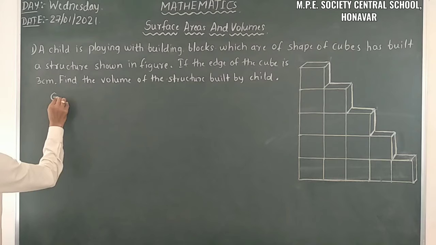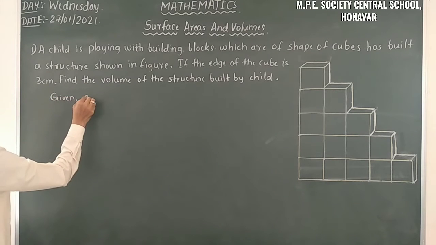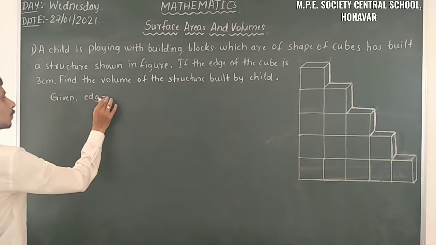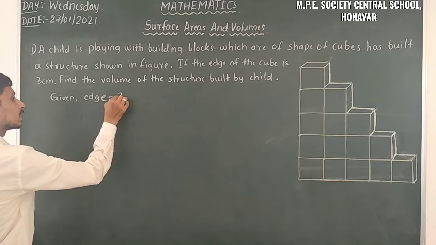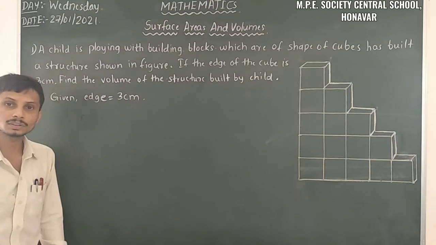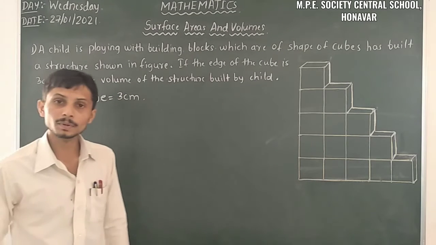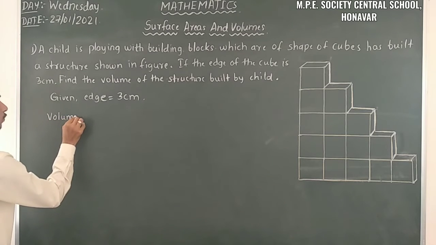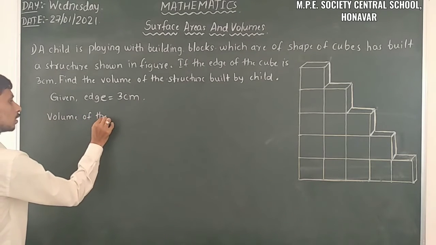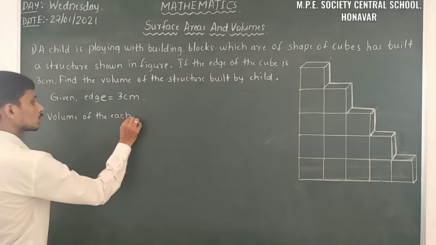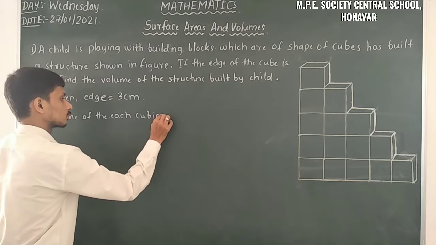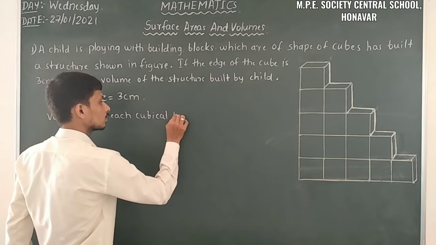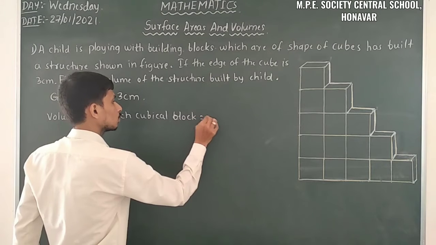So firstly we have to write the given things. What is the given thing here? The edge is given, edge is equal to 3 centimeter. So using this we can find out the volume of each block. That is, volume of each cubical block is equal to a cube.